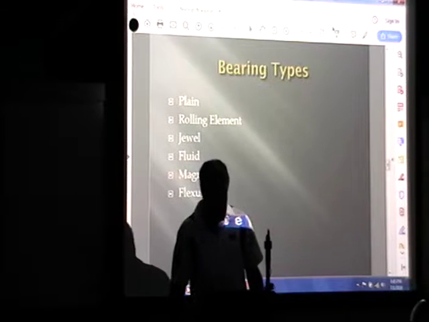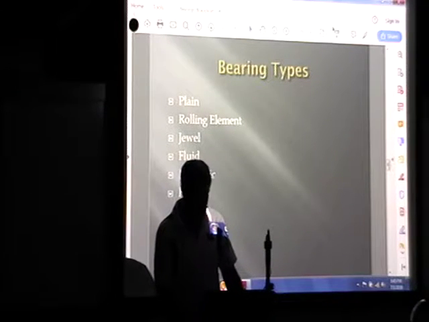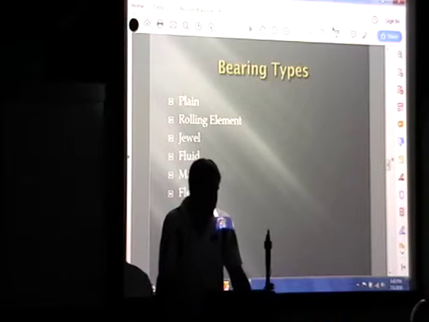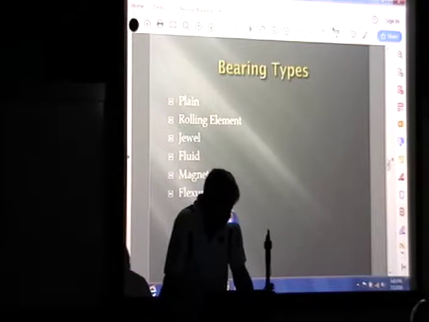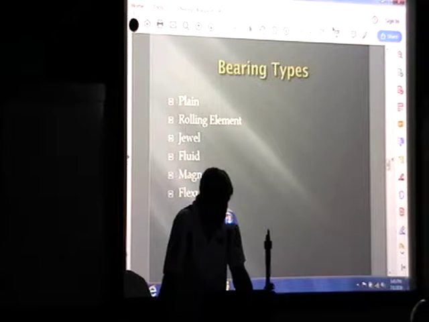So there's all kinds of different bearing types. Some of the major ones here are plain bearing, rolling element bearing, jewel bearing, fluid bearing, magnetic bearing, and flexure bearing.